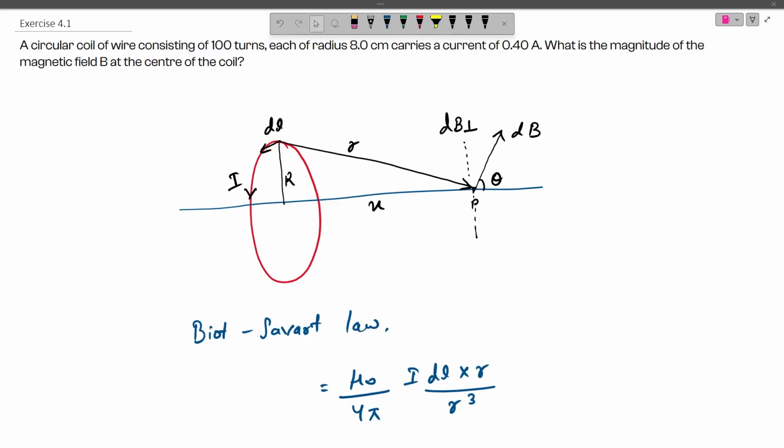The question says that a circular coil of wire consisting of 100 turns, each of radius 8 cm, carries a current of 0.4 ampere. What is the magnitude of the magnetic field at the center of the coil?